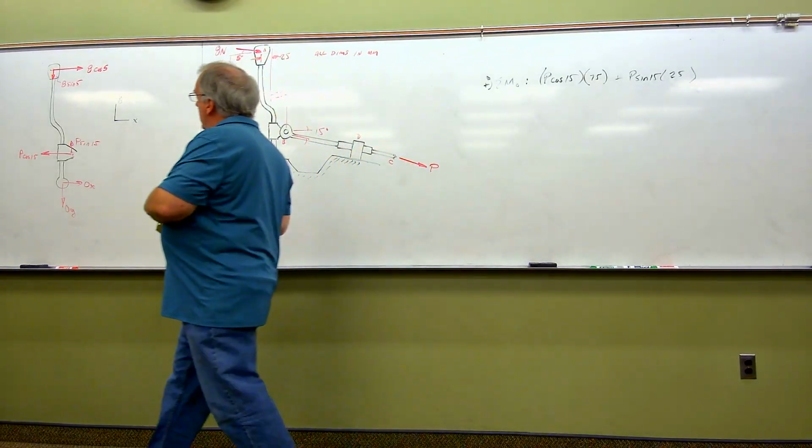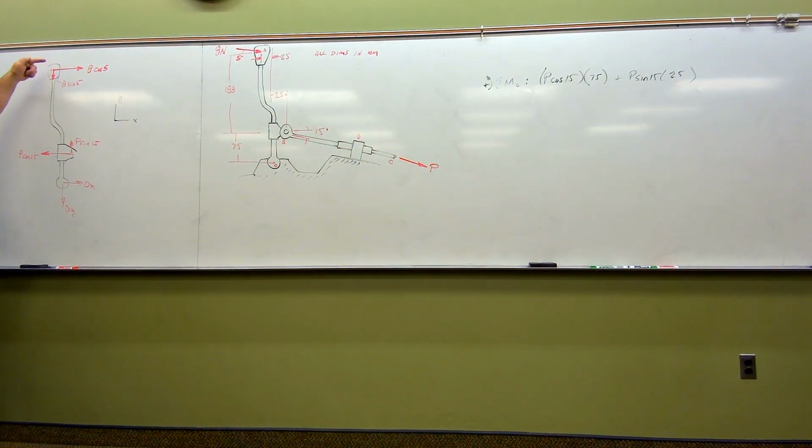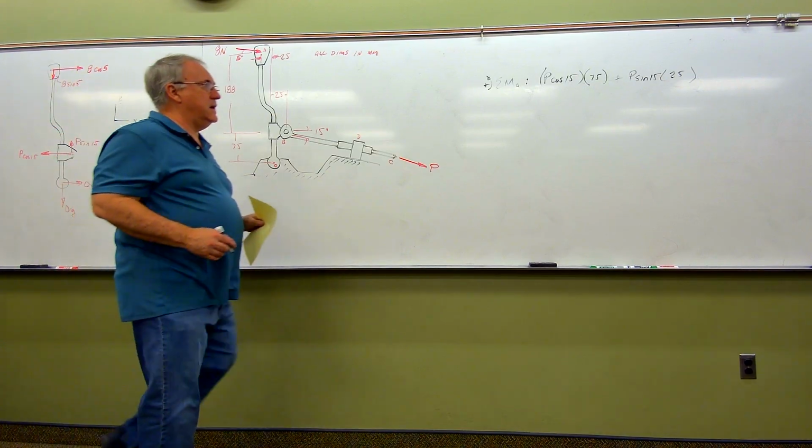Now, let's take care of the 8 cosine 5 way up here. With the moment arm down here, that is causing a very large clockwise rotation, so that's going to make it negative. So minus 8 cosine 5.